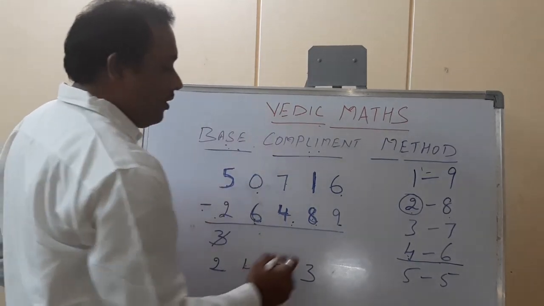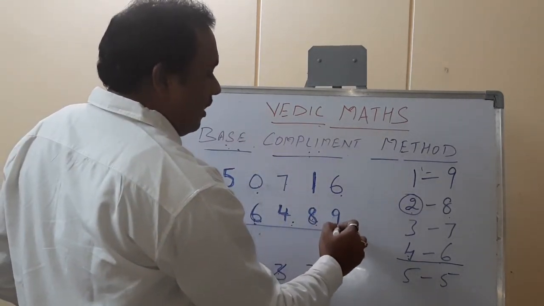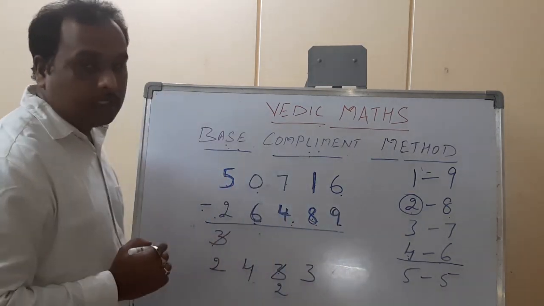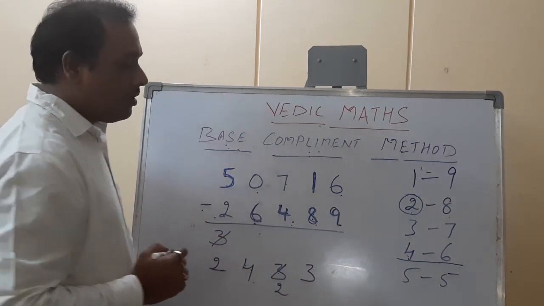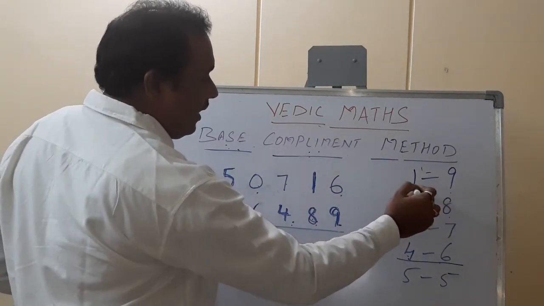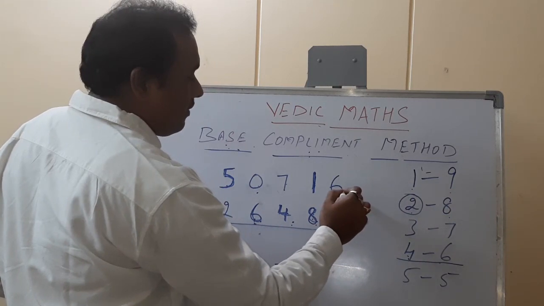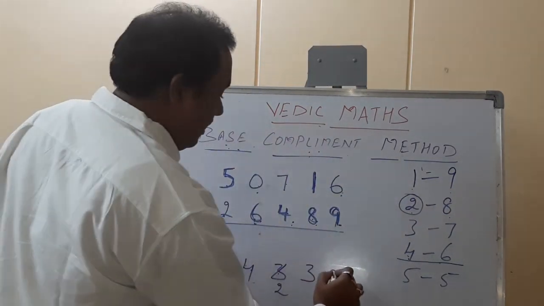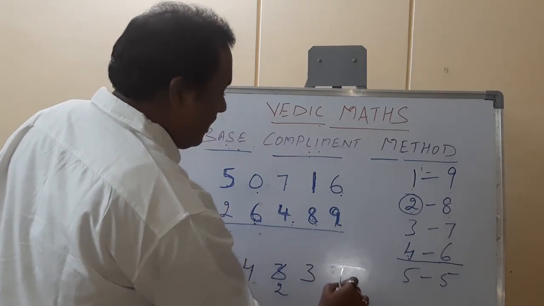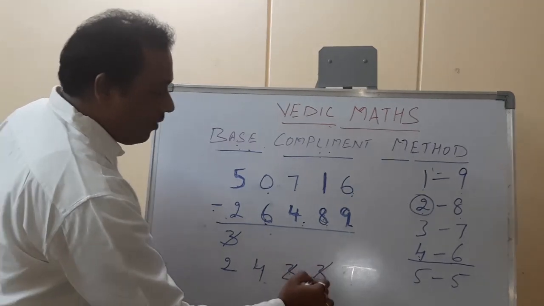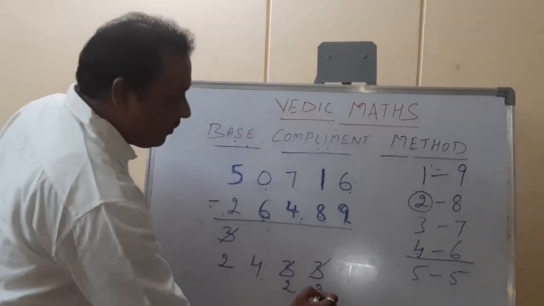So now, can I reduce this 9 from 6? No, I cannot subtract 9 from 6, right? So now what is the complement for 9? The complement for 9 is 1. So 1 plus 6 will be 7. Okay. As 1 plus 6 will be 7, again when I went for the complement method, now what I have to do? I have to subtract 1 here.